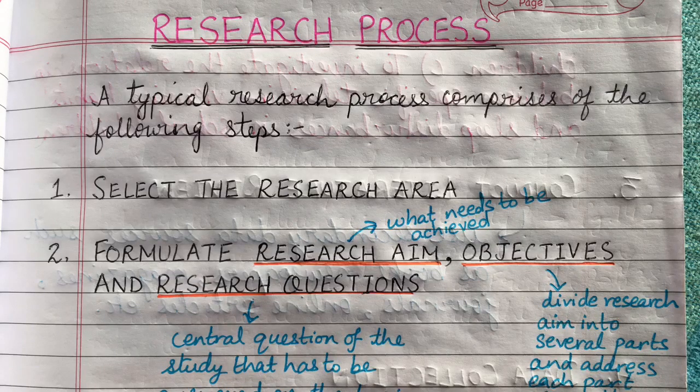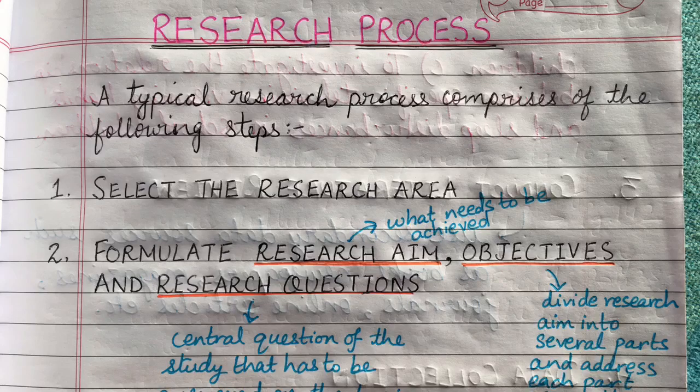Research process. In this video today, we are going to understand the process of research. A typical research process comprises many steps. We'll see those steps today. The number one step is selecting the research area.